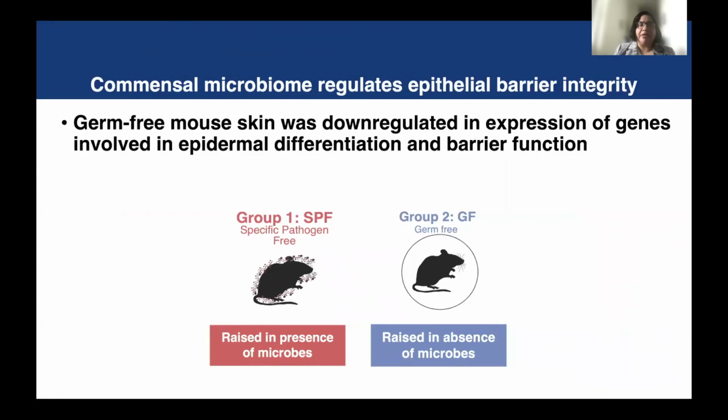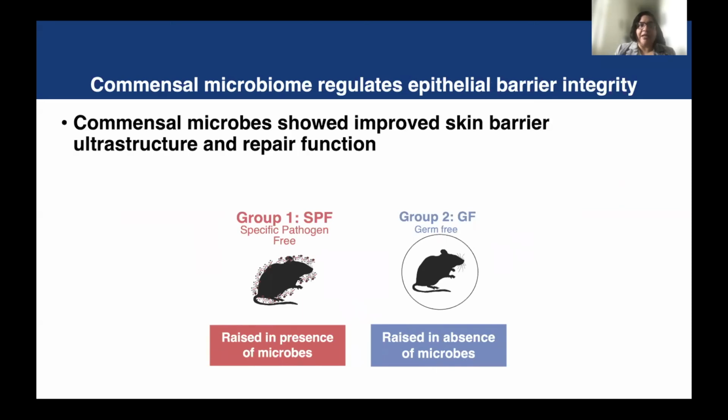By comparing epithelial transcriptomes of germ-free mice raised in the absence of microbes to that of conventional mice or specific pathogen-free mice that have a microbiome, we found that germ-free mouse skin was downregulated in expression of genes involved in epidermal differentiation and barrier function. By performing ultrastructural analysis and barrier repair assays, we found that specific pathogen-free mice had improved skin barrier and repair function.